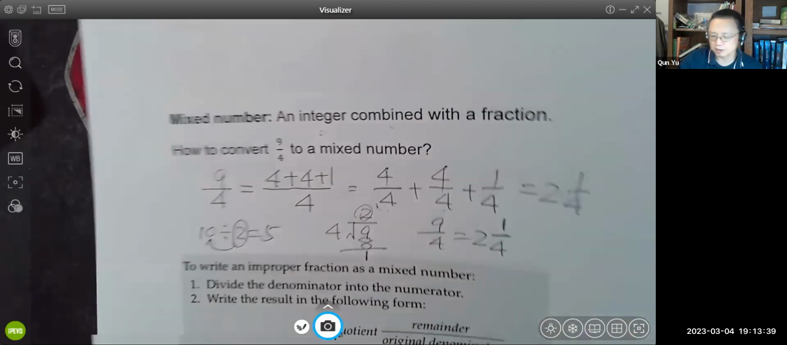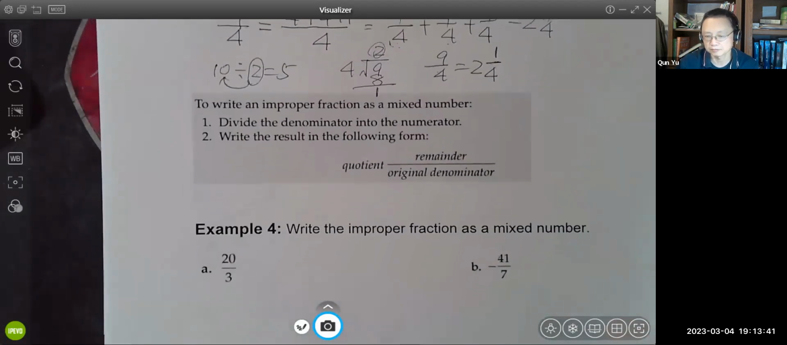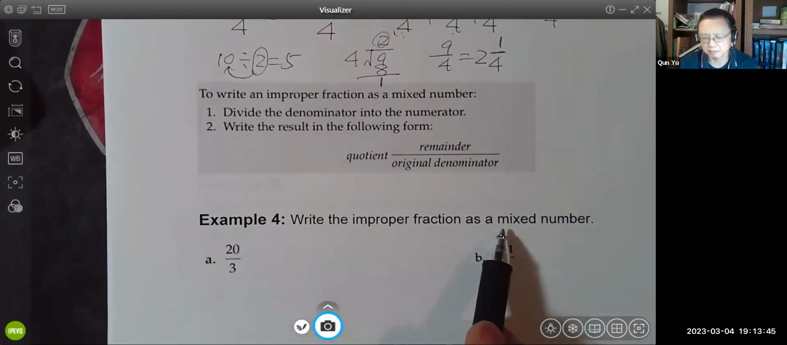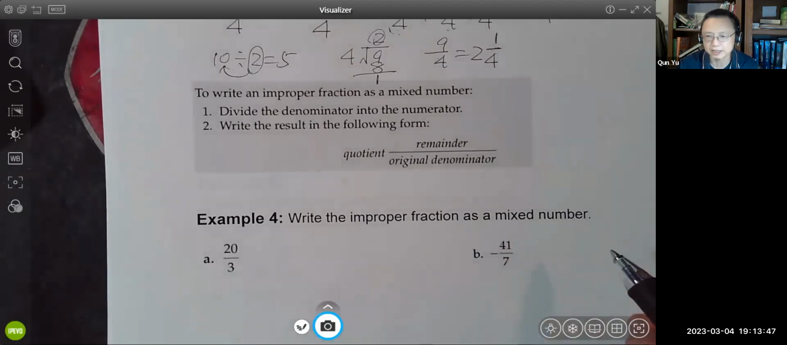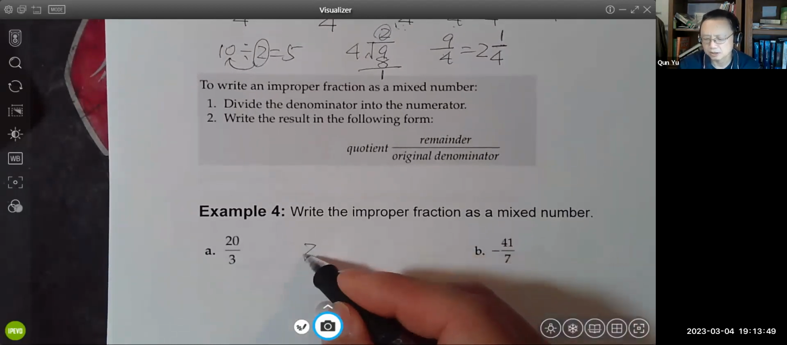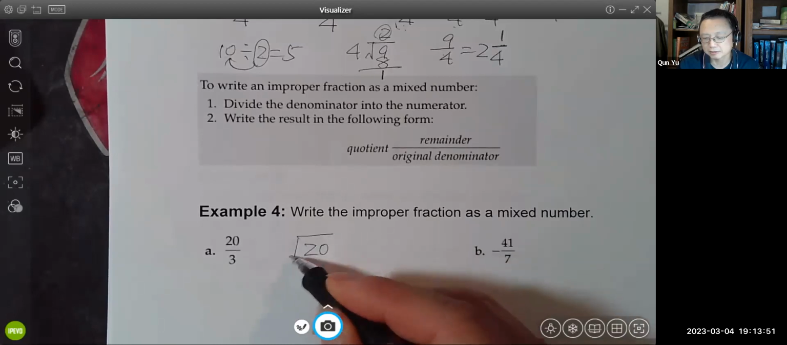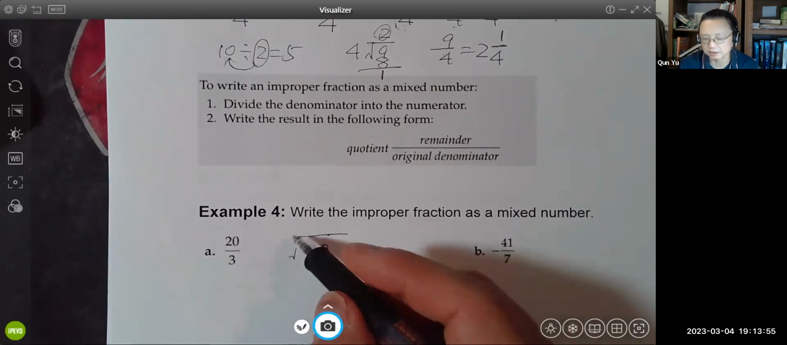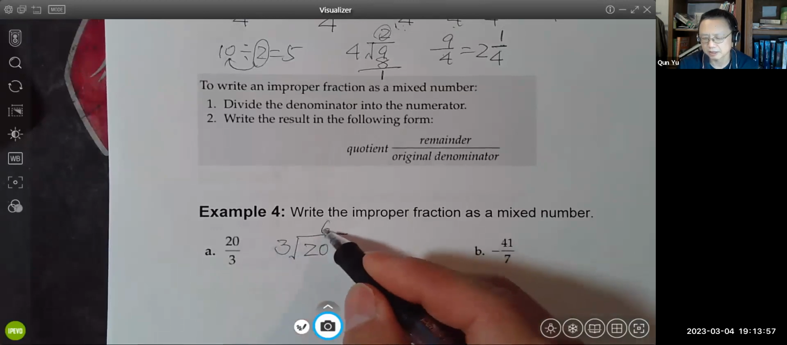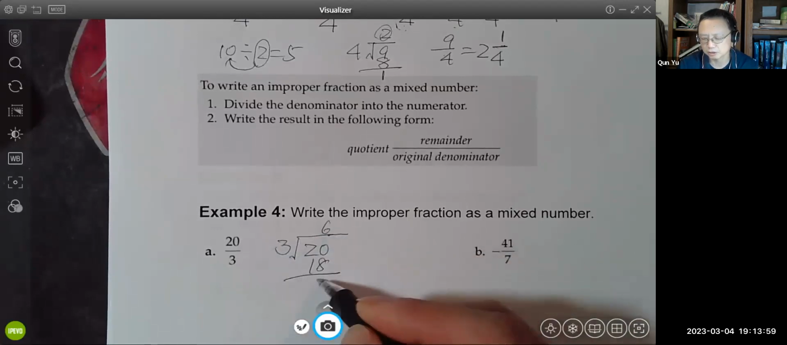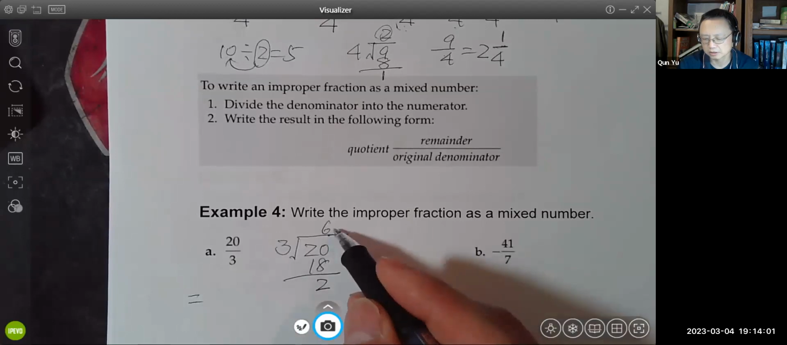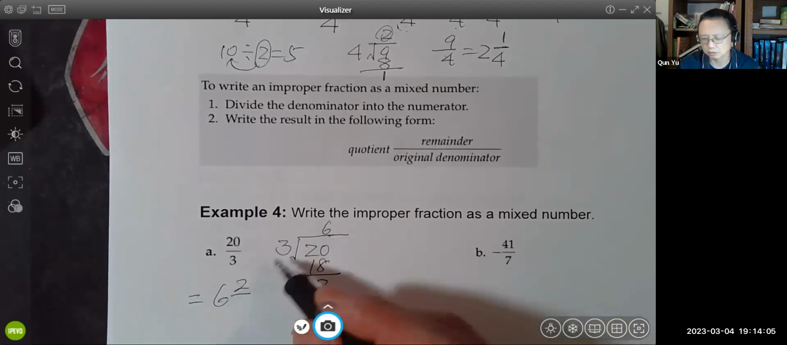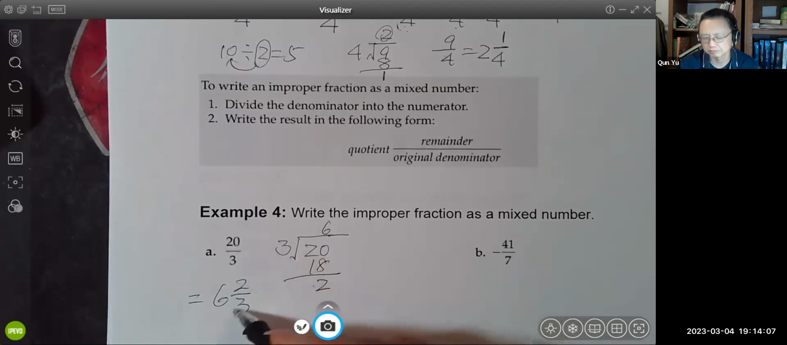Okay, now let's look at some examples. Write the improper fraction as a mixed number. So we just do division. We already know that, right? With this simple number, you probably already know the answer, but this is the formal process. 20 divided by 3, we get 6, that's 18, remainder is 2. So this equals 6 and 2/3. Always put the divisor on the bottom.